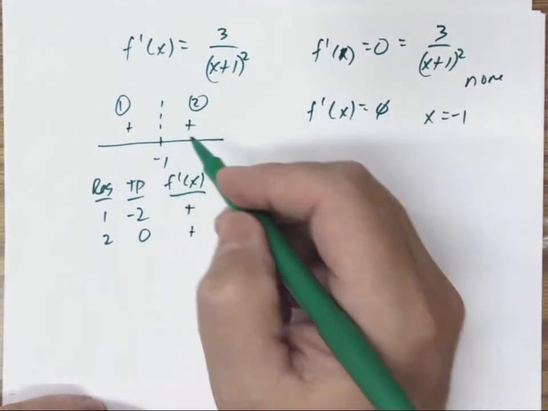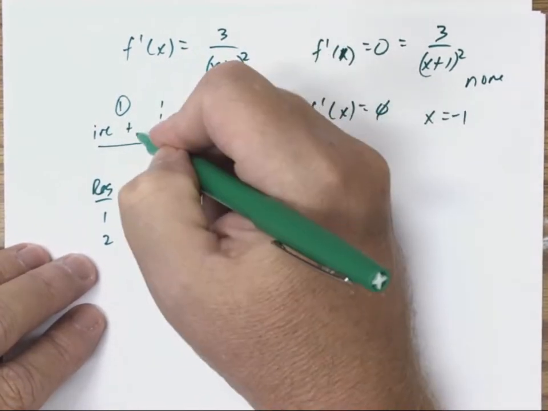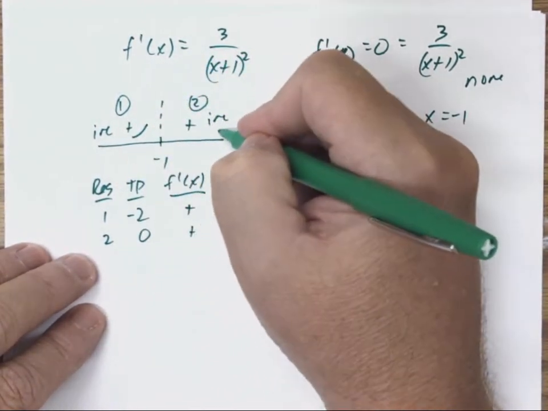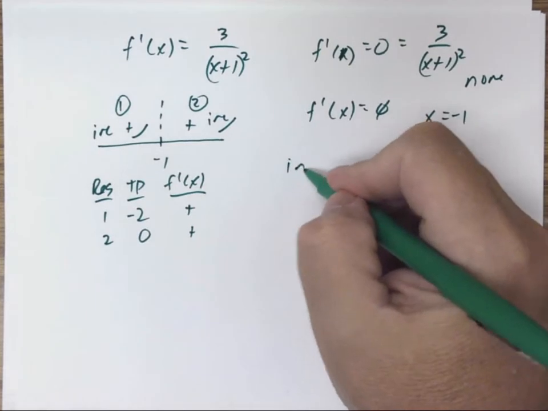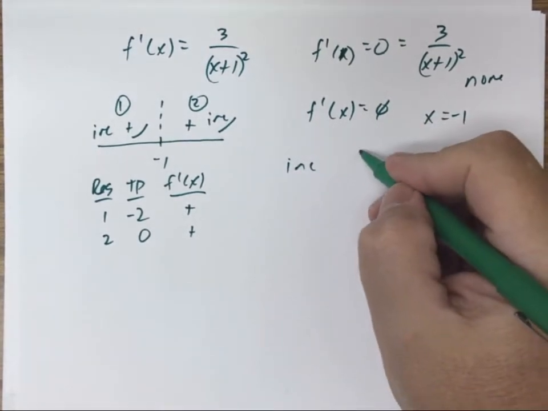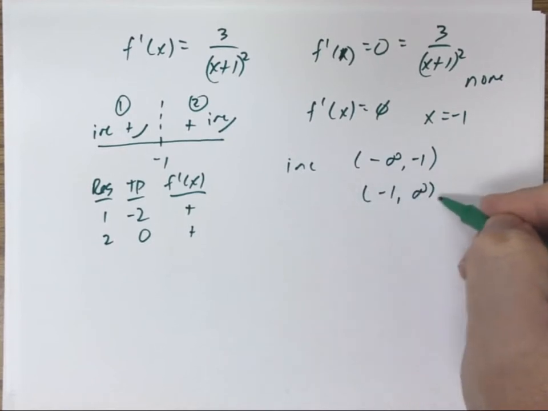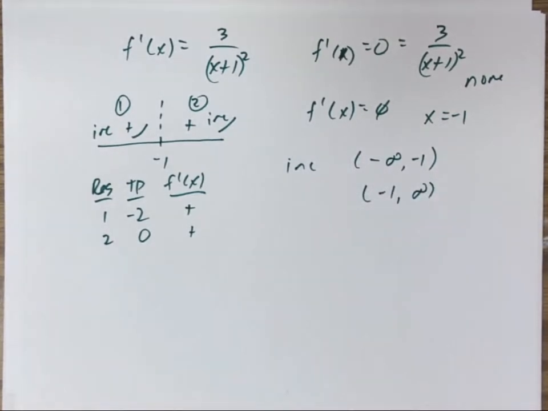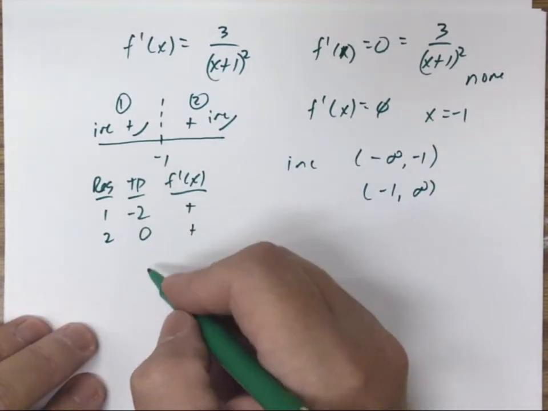So there's going to be some kind of break or a gap. But the graphs are both increasing in both regions. Sort of interesting. So if I say intervals of increasing, -infinity to -1, and -1 to infinity. And there's no region of decrease. So the graph is always going up. And there's no maxes or mins. So let's go on to the second derivative.